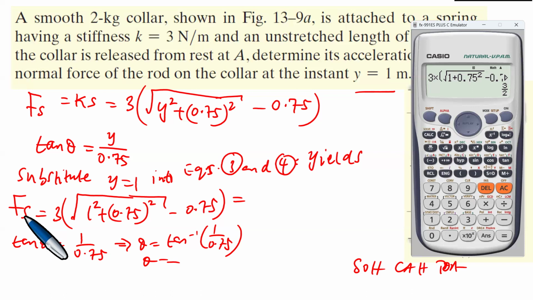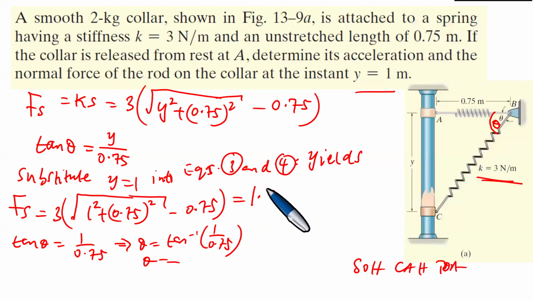Right, so which is actually 3 over 2, which is 1.5. The spring force is 1.5 newtons. So now, what are we able to achieve here? Okay, we can even get the angle theta. What is the angle theta?